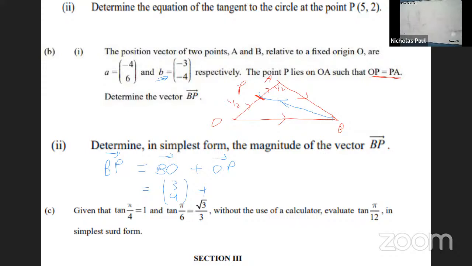OP is a half of OA, right? What is OA? They gave us that, right? Look at right here, the position vectors of A and B, they gave us that. So OA, put in OA one time, that's minus 4, 6. So we could work out this, that'll be 3, 4 plus minus 2, 3. When you add it up, you'll get 1, 7.